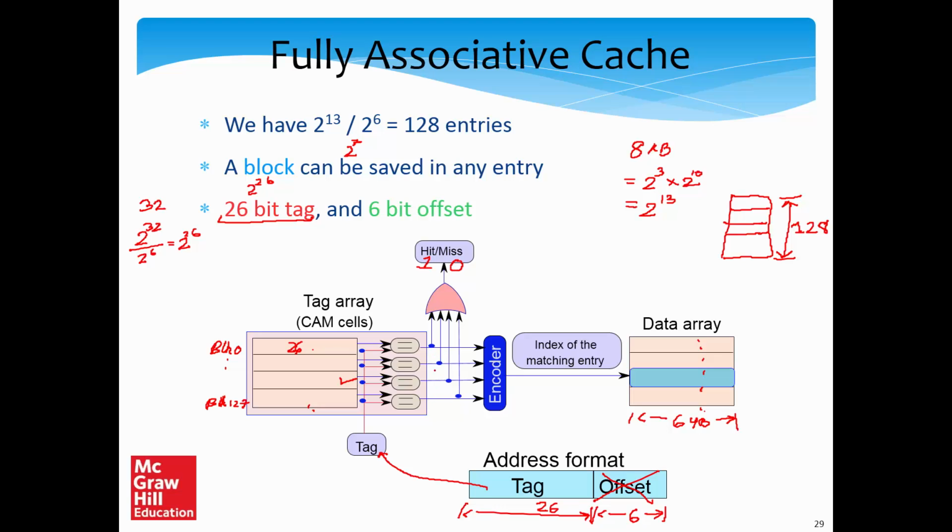After that, if there is a hit, only one of the lines will be 1. To get the address of that line, we'll use an encoder, which will tell us the address of that line. This will be a 7-bit address, because there are 128 entries here, telling us which line actually hit. And the data array will be a regular array of SRAM cells.